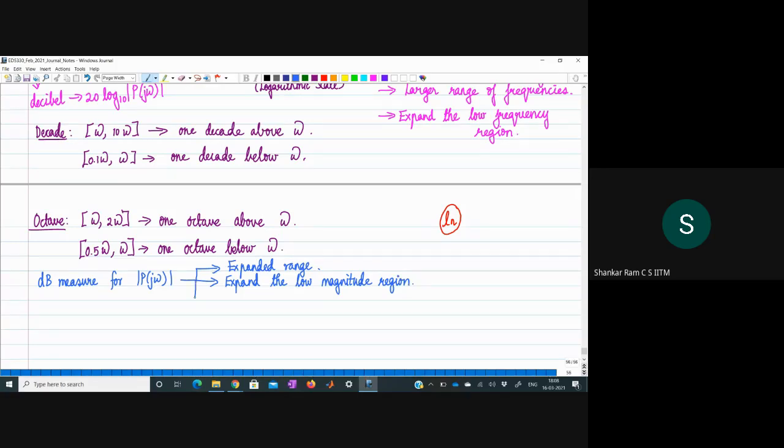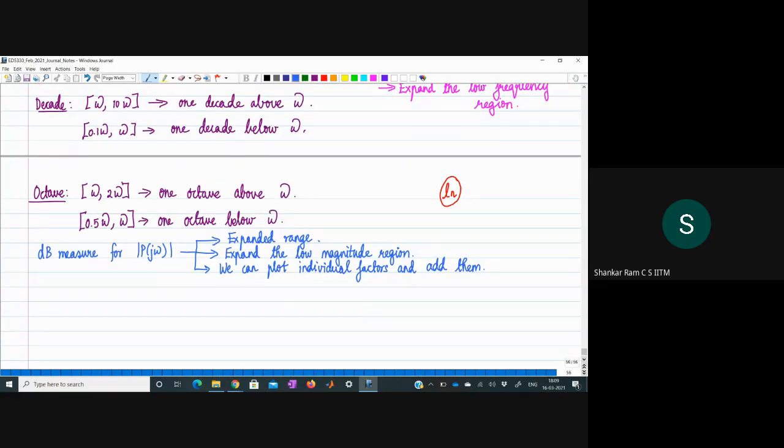Another important advantage is that we can plot individual factors and add them to get the composite plot. What do I mean by this? Let me explain. Before I explain this, let's recap some fundamental quantities.